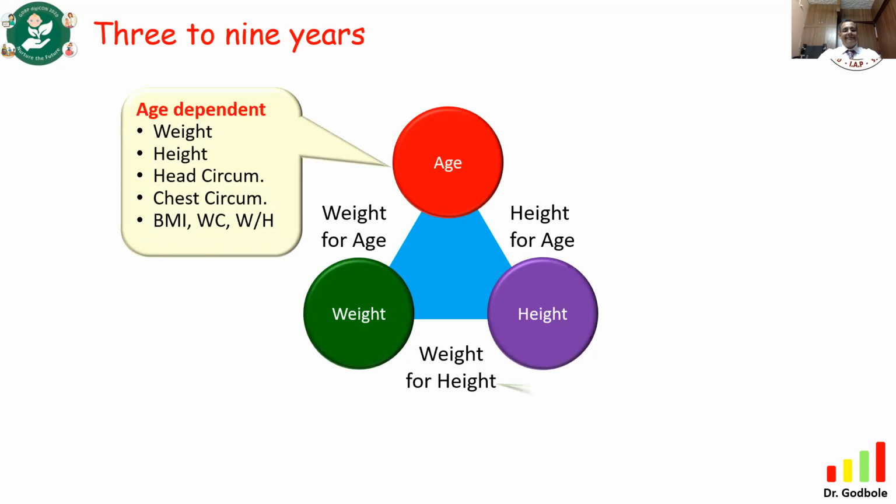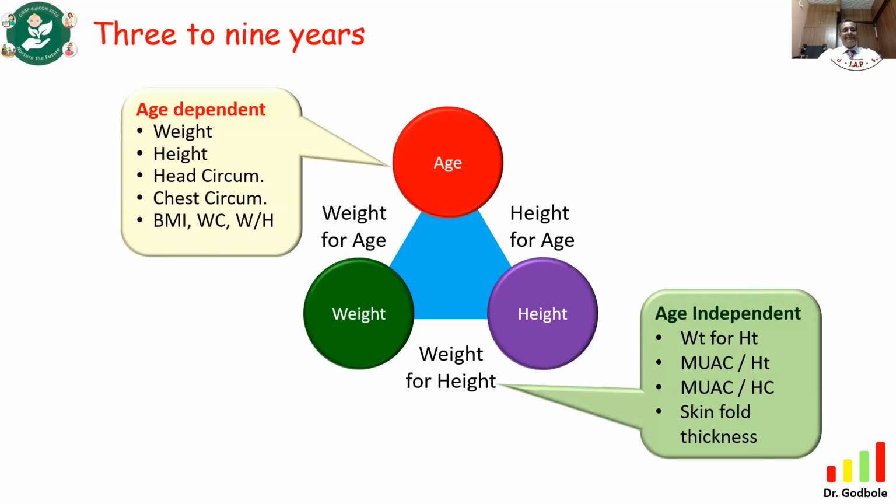But weight for height is age independent. What are other areas? The mid upper arm circumference and its ratio with the head, its ratio with height, skin fold thicknesses, maybe the things which are greatly involved in pediatric practice. They can be used as age dependent or independent. What is important? Select your parameters and work on them.